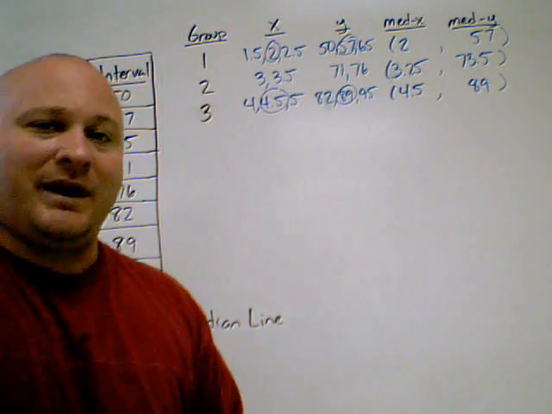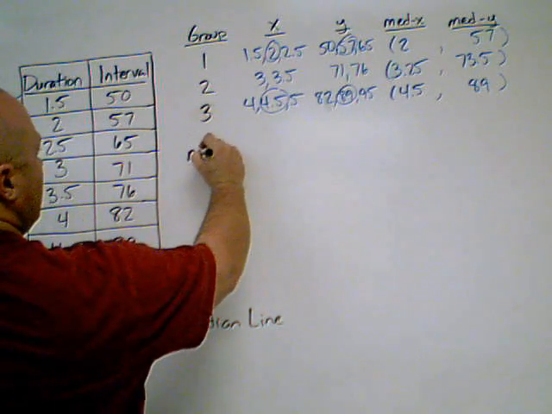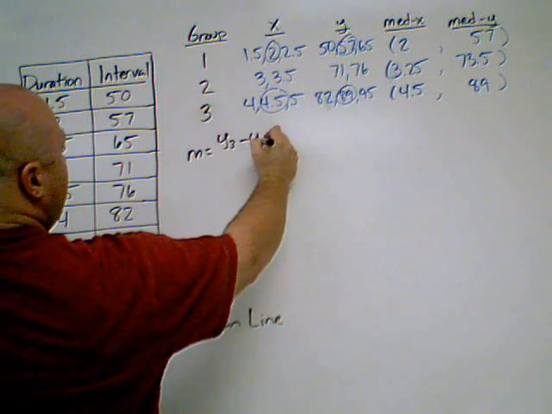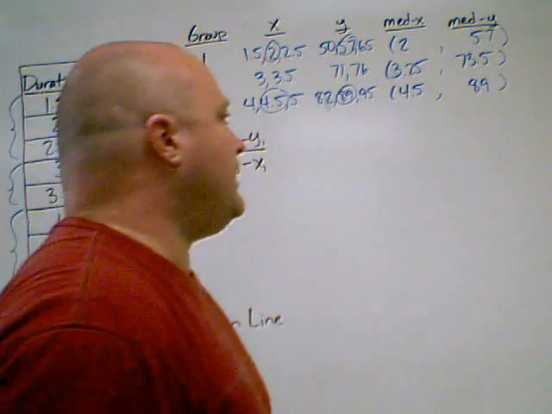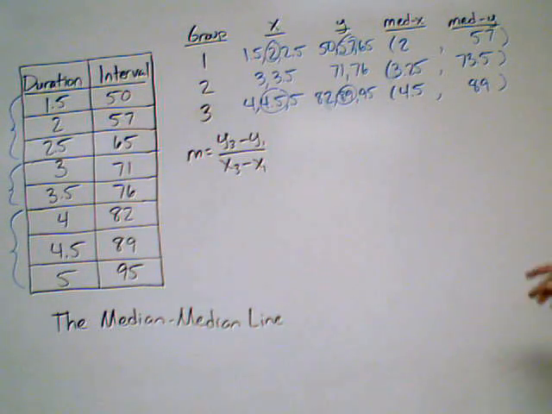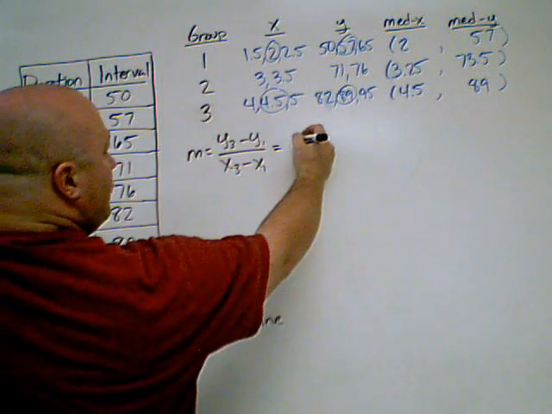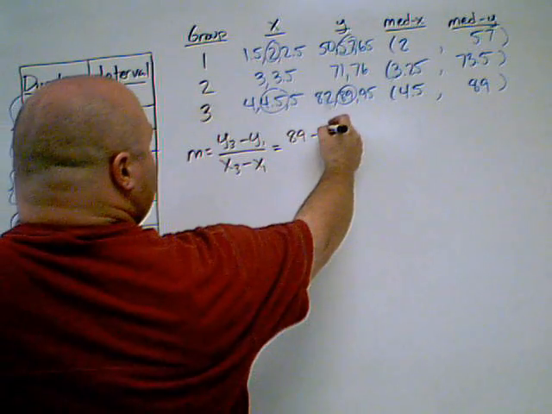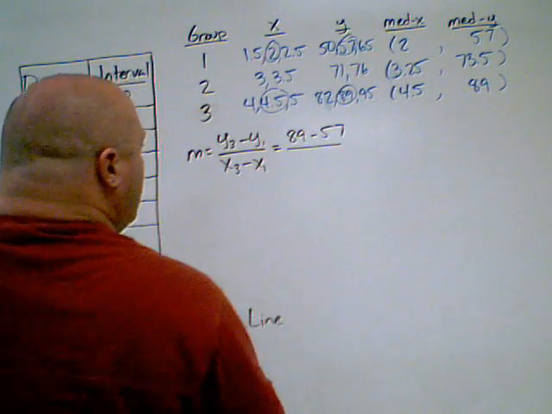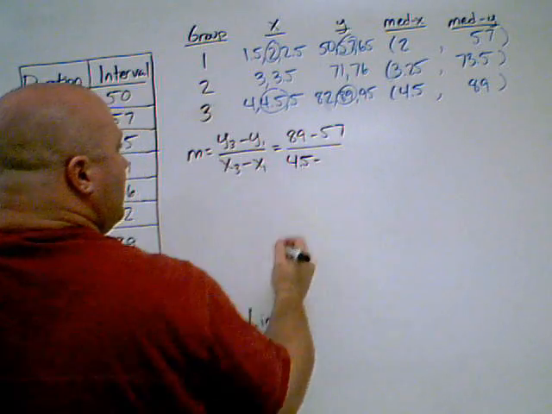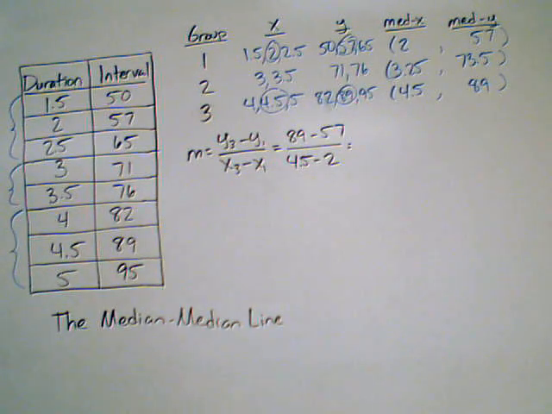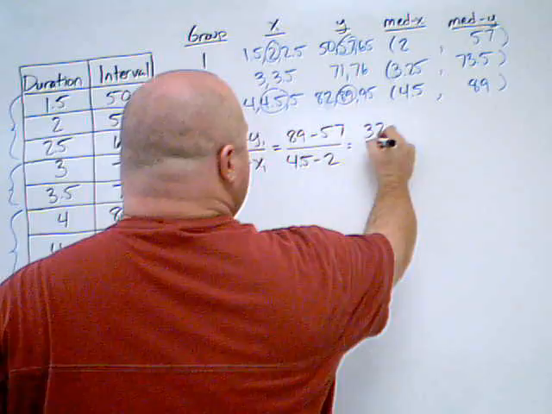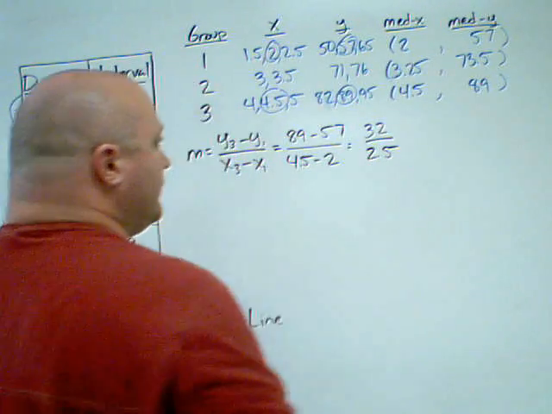Now the first thing we need to do, anytime we're creating a line, is find the slope first. In this case, slope is going to be y3 minus y1 over x3 minus x1. The thing that's changed is this is now 3 instead of 2. I did that because I want to make sure I use my third point. So my y3 is 89. I'm subtracting 57. x3 is 4.5. And I'm subtracting 2. All I've done is plug into my formula. I subtract here, I get 32, and my denominator is 2.5.